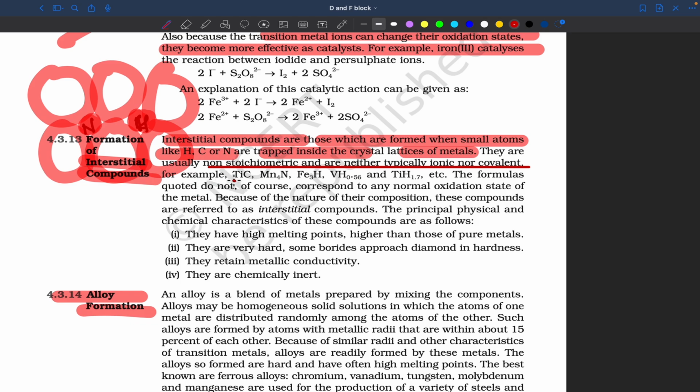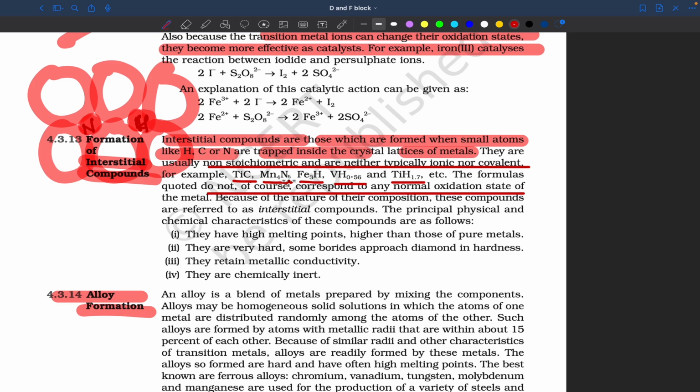For example, TiC, Mn4N, Fe3H, vanadium hydride VH0.56, titanium hydride TiH1.7. The formulas quoted do not of course correspond to any normal oxidation states of the metals.